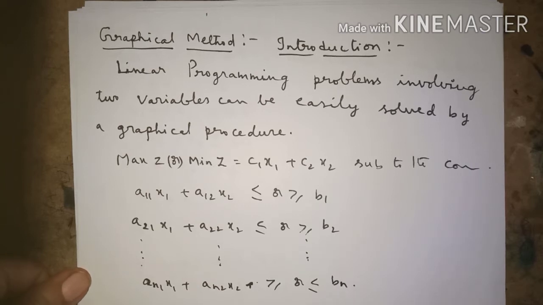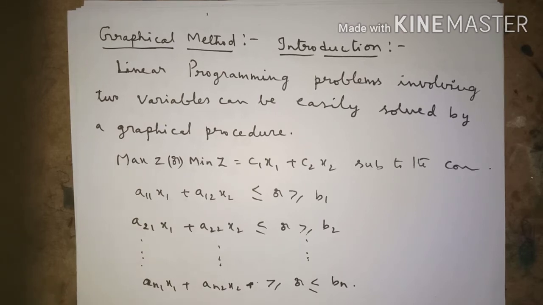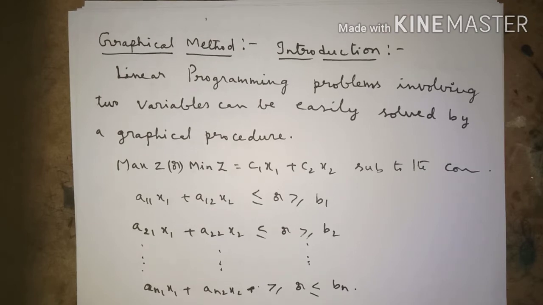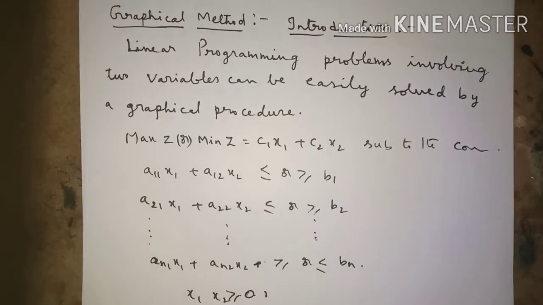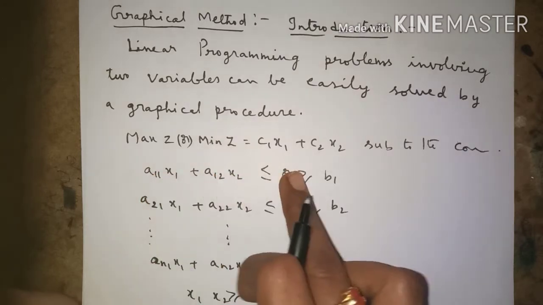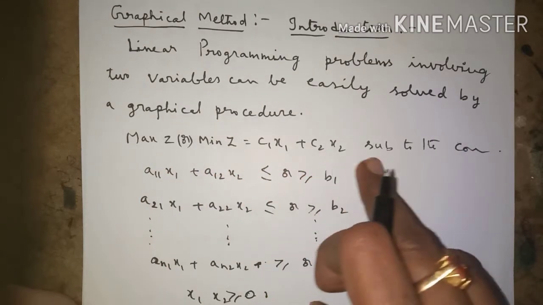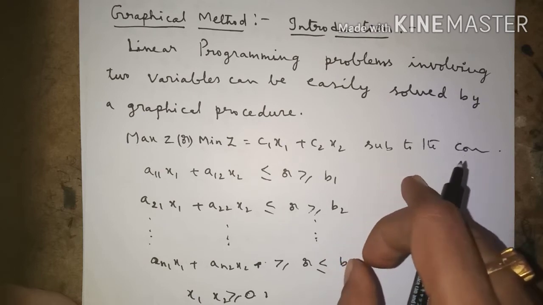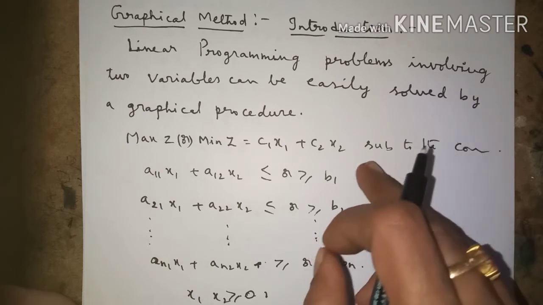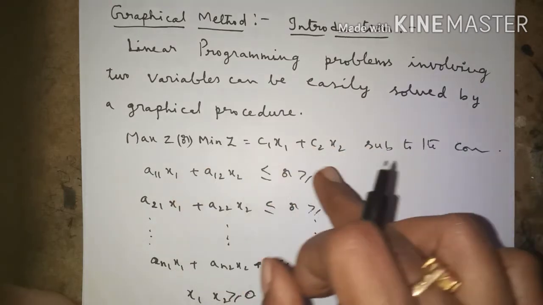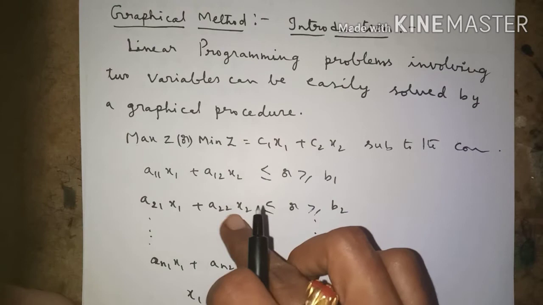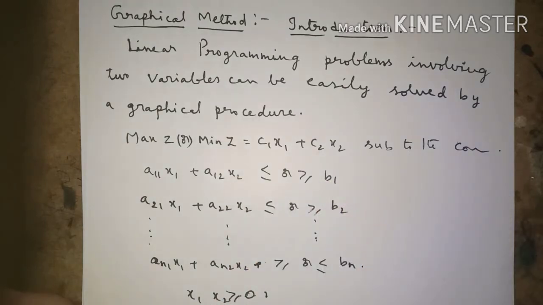Now if the given LPP is in this form, then all x1, x2 are greater than or equal to 0. Depending on the constraints, we have to plot the graph. First, take the inequation, whether less than or equal to or greater than or equal to, in the equation form and find out, when x1 is equal to 0, the x2 value. After that, when x2 is equal to 0, find out the x1 value and then plot the graph.